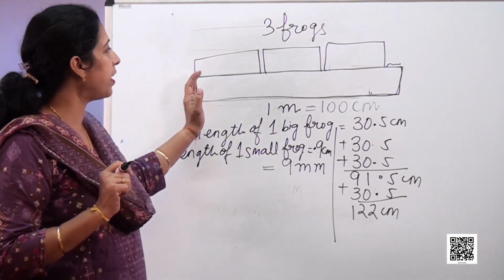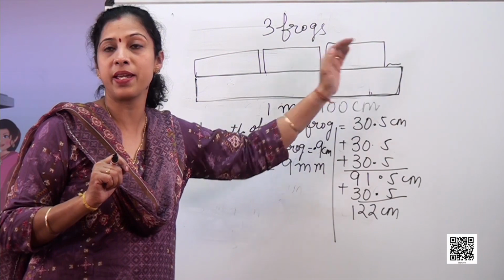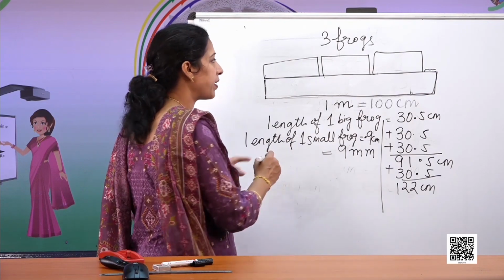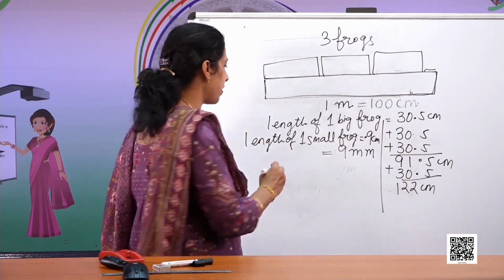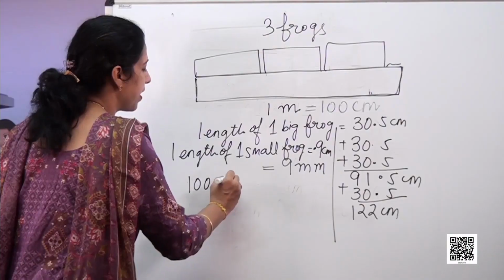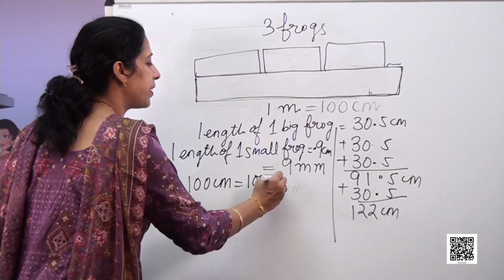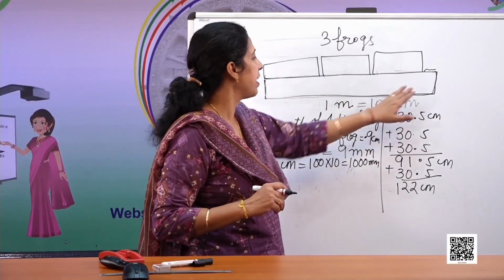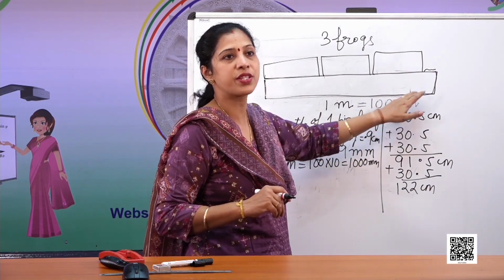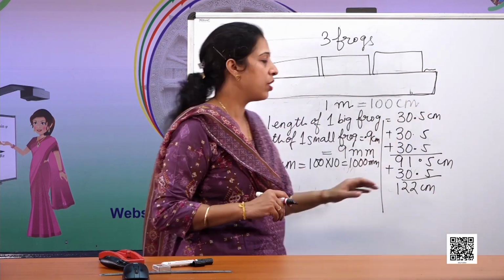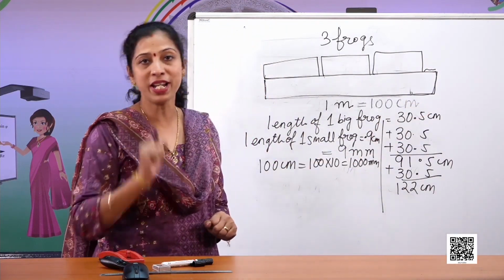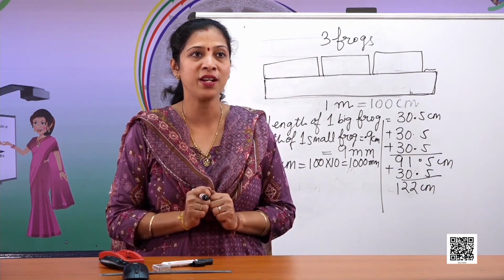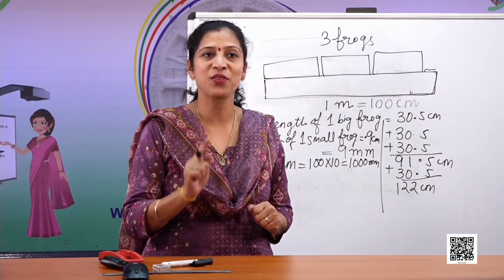Now we have to find out how many small frogs can line up in this 1 meter scale. 1 meter is equal to 100 centimeter. So let's find out how many millimeter 100 centimeter is. 100 centimeter is equal to 100 into 10, that is 1000 millimeter. So each 1 meter scale is equal to 100 centimeter, which is equal to 1000 millimeter. So in this 1000 millimeter, how many 9 millimeter frogs will fit? Which operation should we go for? Yes, correct. We will go for division.